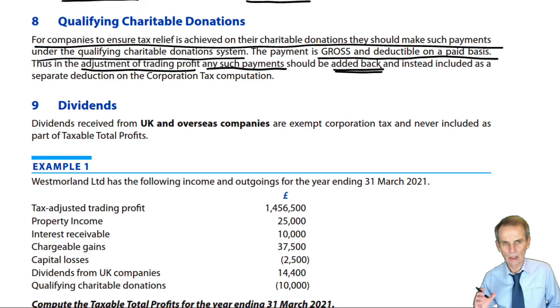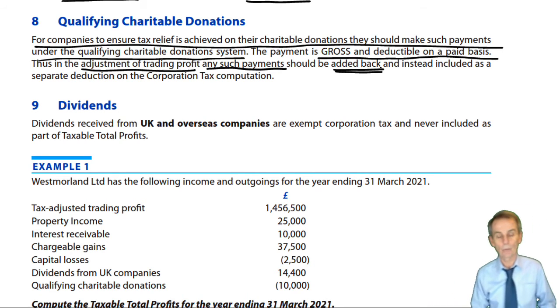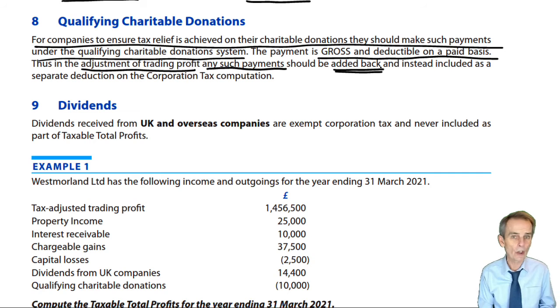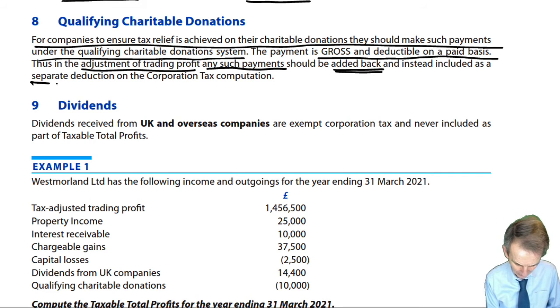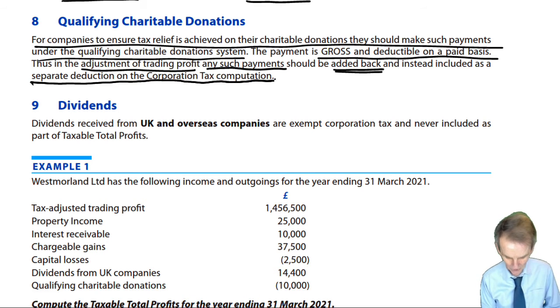Remember, in the first part of the exercise, you're deriving the adjusted trading income. If something is not an allowable expense against trading income, but has been deducted in deriving the accounting profit from which you've started the adjustment of profit exercise, then you must add it back. It's not allowable against trading income. But instead, you will give the deduction where it should be. If it's a qualifying charitable donation, it's included as a separate deduction on the corporate tax computation.